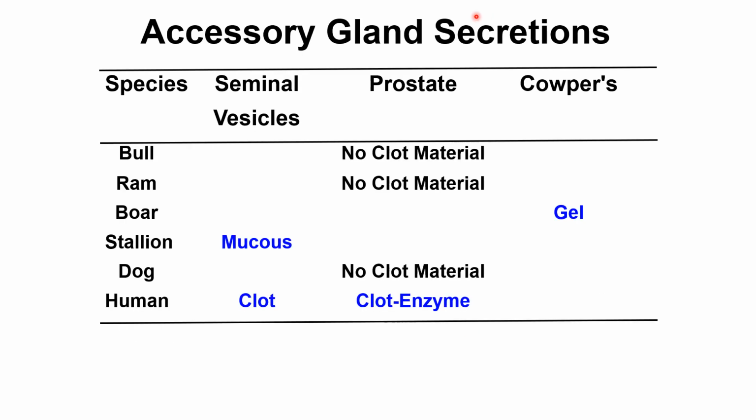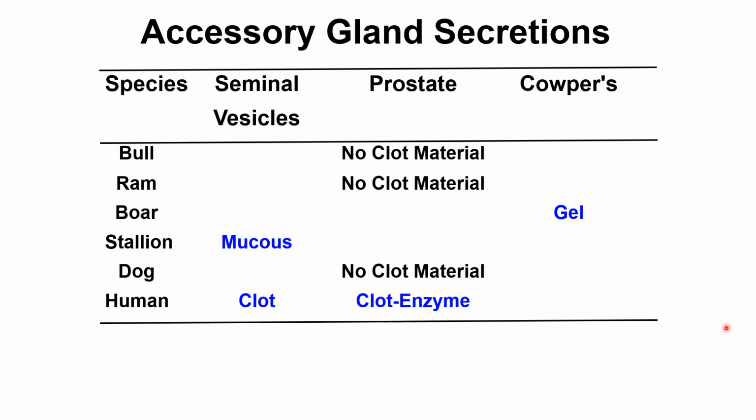The accessory sex glands can also be responsible for the production of a clot, mucus, or a gel in certain animal species. In the bull and the ram, we don't have the clot material, as well as in the dog. There is no clot material formed by the prostate. In the boar, we have the presence of the gel. This gel is produced by the Cowper's gland or the bulbourethral gland. In the stallion, we have mucus that is secreted by the seminal vesicles.